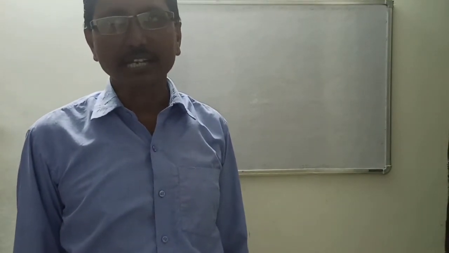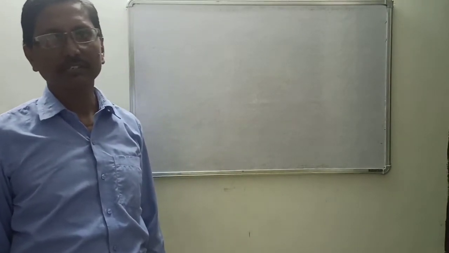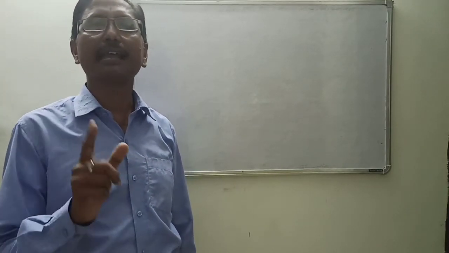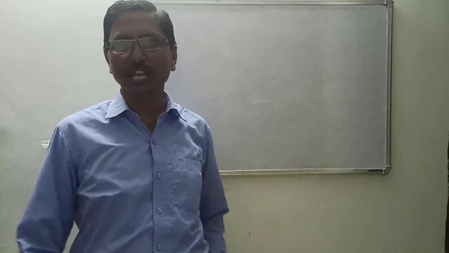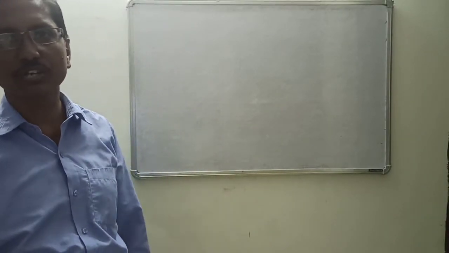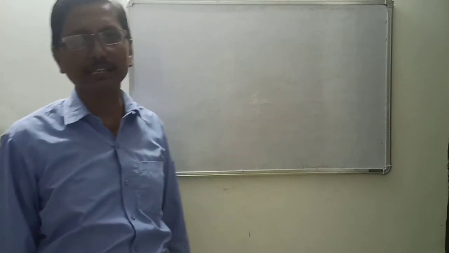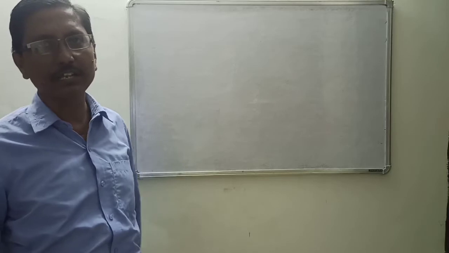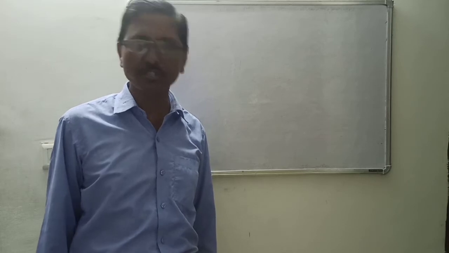Last class we discussed the criteria of the similarity of two triangles. What are those criteria? The first is AAA: if the three angles of one triangle are equal to the three angles of another triangle, then we can say that these two triangles are similar. Not only three angles, if two angles are equal, the third angle will automatically be equal. That's why we also have the AA criterion. Two angles of one triangle are equal to two angles of another triangle, then these two triangles are also similar.